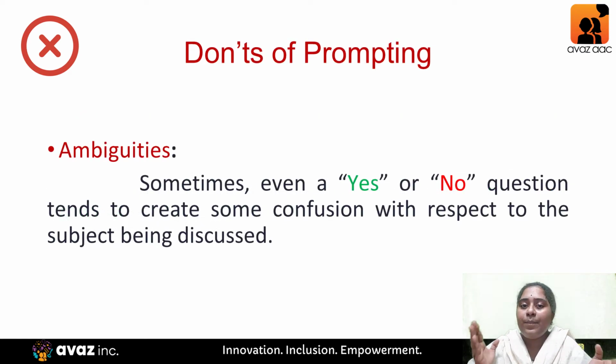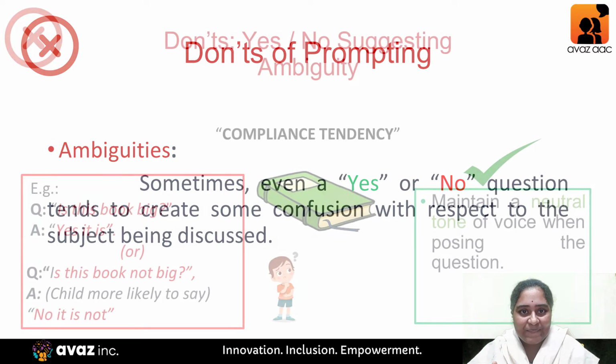Now, one of the main don'ts of prompting is ambiguities. To explain more simply, sometimes even a yes or no question tends to create some confusion with respect to the subject being discussed. For example, a yes or no suggesting ambiguity.